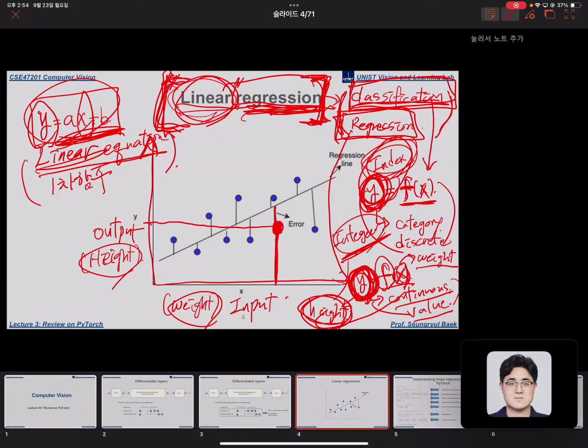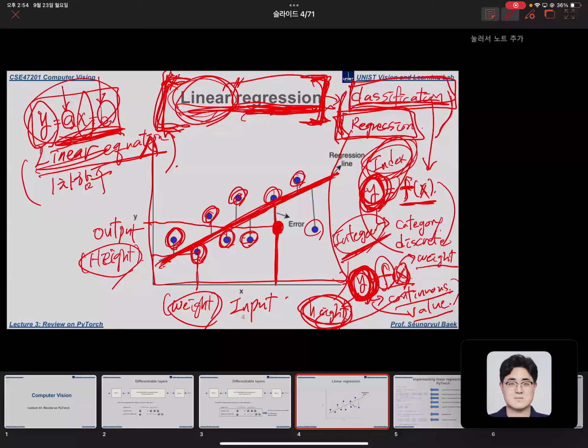In this regression task, we will use a straight line. These blue points are the data given to us. Each denotes the weight and height of a person, and this denotes some other person's weight and height, and so on. Our mission is to find the straight line. Finding the straight line is equivalent to finding the parameters A and B.